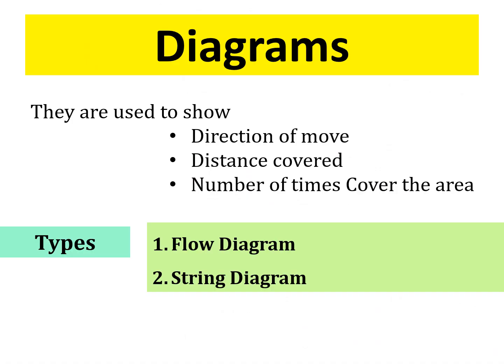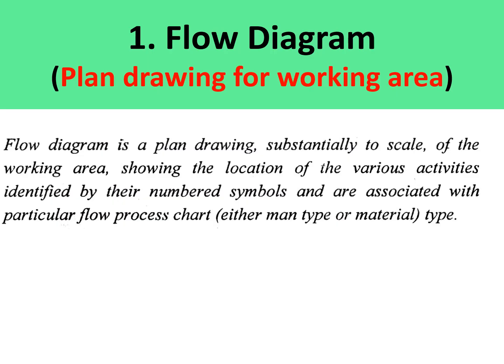And coming to the diagrams, they are used to show the direction of movement, distance covered, and number of times the area is covered. There are two types of diagrams we are going to see here today. One is the flow diagram, another one is the string diagram. The first, the flow diagram, gives an idea of the man flow or material flow over the entire plant operations. What are the operations going to be covered for completing this material? What is the level of man movement in the entire plant area?